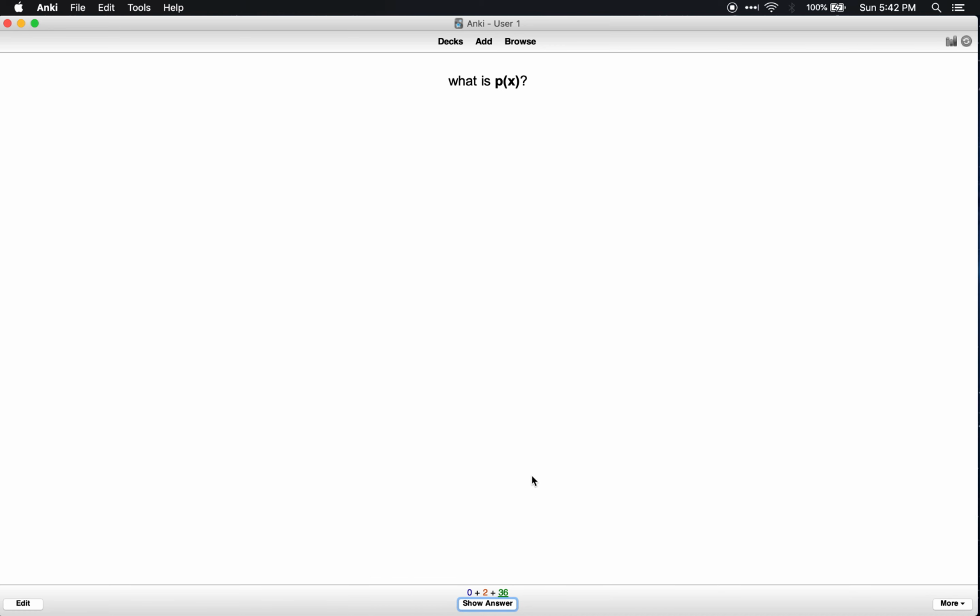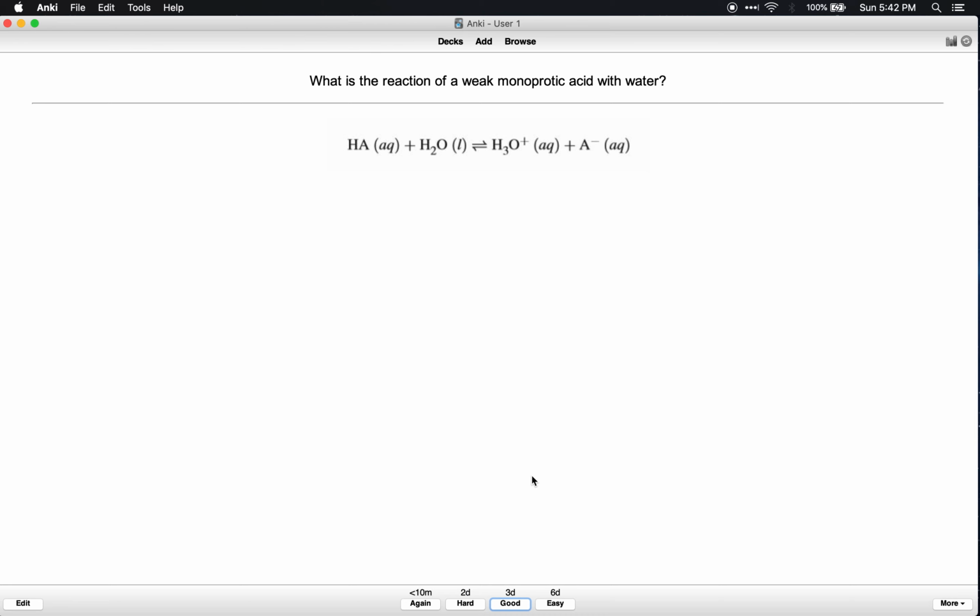pX is just negative log of X. Weak monoprotic acid with water: HA plus H2O equals A minus plus H3O plus.